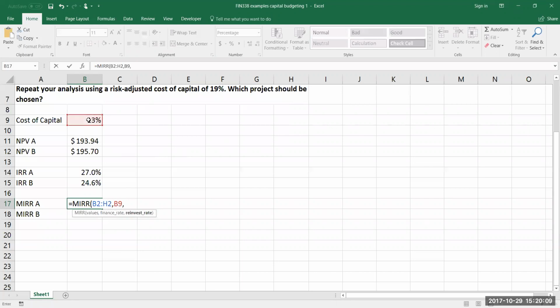Now, the MIRR function in Excel also has a spot for the reinvestment rate. So the rate we are assuming we are reinvesting at when we get the different cash flows.